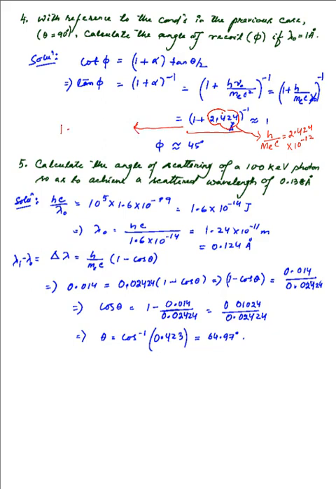So this 1 remains as such. 1 is not in any other unit, it is just the single 1, no powers of 10 over there. 2.424 with the angstroms cancelled simply has 2.424 times 10 raised to the power minus 2. So this is equal to 1 plus 0.02424, which is the value in the bracket, and the reciprocal of that. So this is simply the reciprocal of 1.02424.